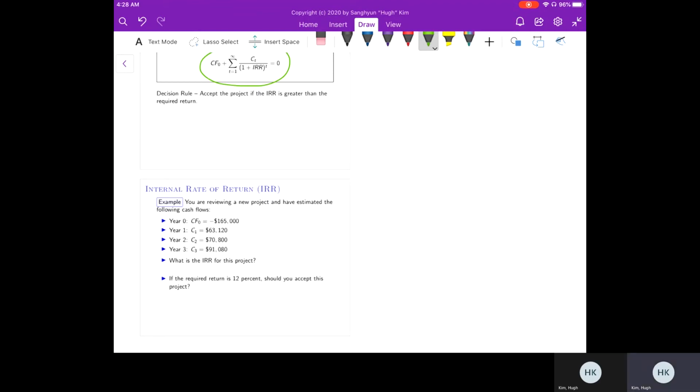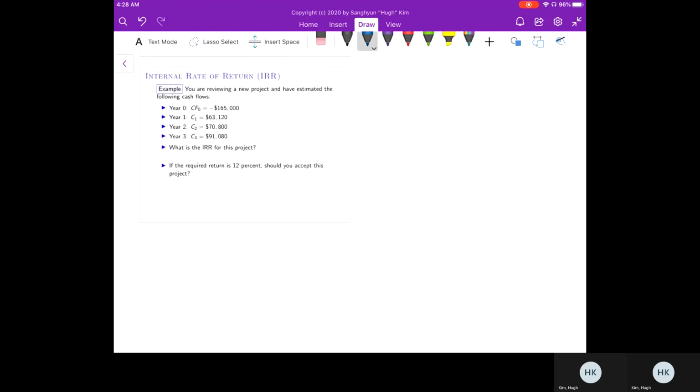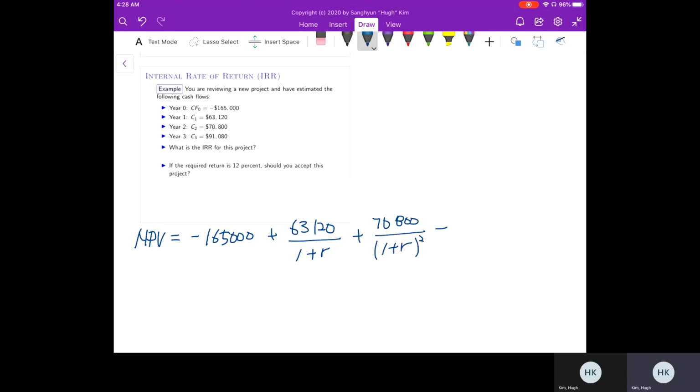First, we have to compute the NPV using unknown return R. So NPV is negative 165,000 plus 63,120 over 1 plus R, plus 70,800 over 1 plus R squared, plus 91,080 over 1 plus R cubed.